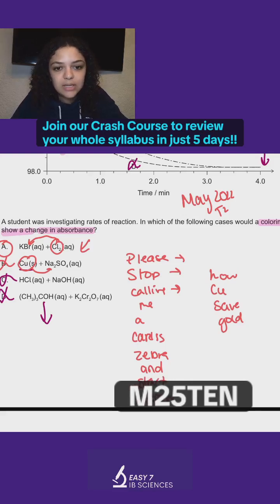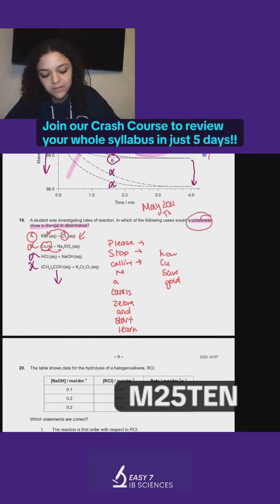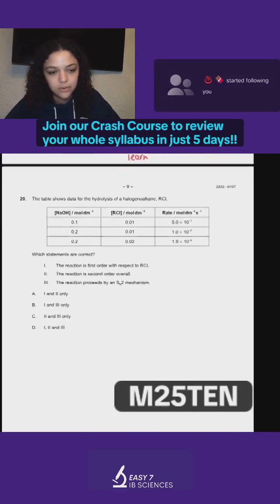I think this would be a really hard SL question, but I would see this more in an HL exam, just because in SL you don't even know what a colorimeter is. It would be a hard SL question, but you could answer this if you're SL.